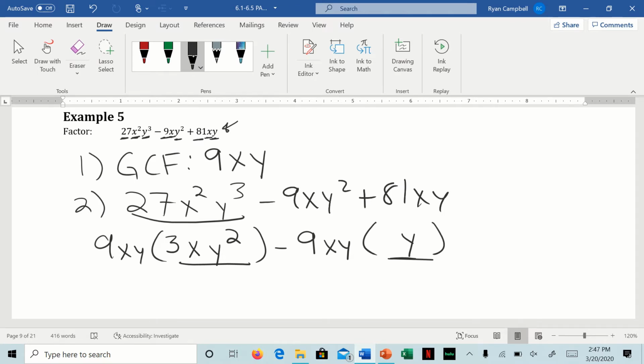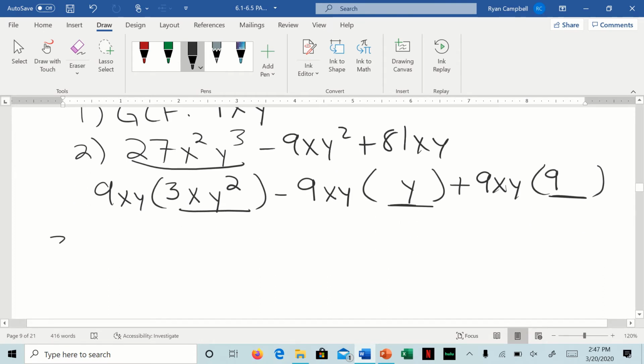Oh, sorry. What times x gets you x? It's 1. So we end up with just y here. Plus 9xy. What times 9 is 81? 9. What times x is x? Just 1, so we don't have to write that. And then what times y is y? 1. Don't have to write that either.